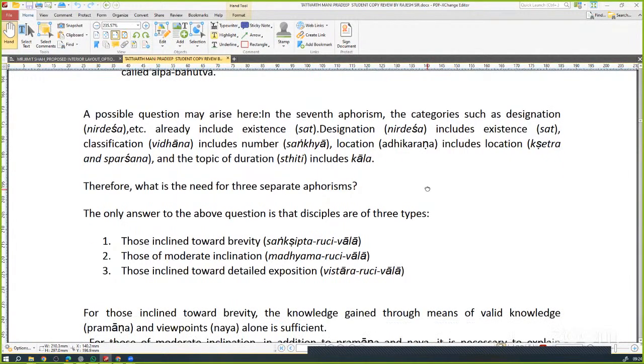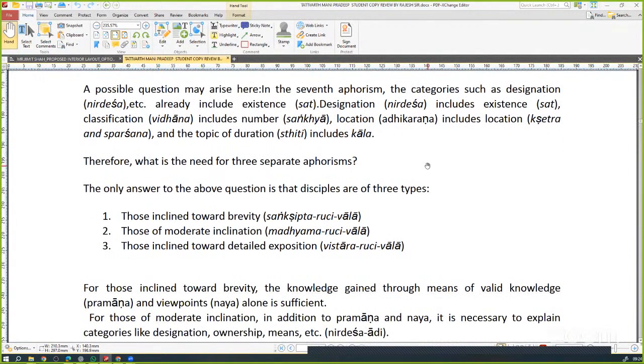In the 7th aphorism, the categories such as designation, nirdesh, etc. already include existence, that is Sat. Designation, nirdesh includes existence, Sat. Classification, vidhana includes number, that is Sankhya. Location, adhikarana includes location, kshetra and sparshana. And the topic of duration, sthiti, includes kal. Therefore, what is the need for 3 separate aphorisms?